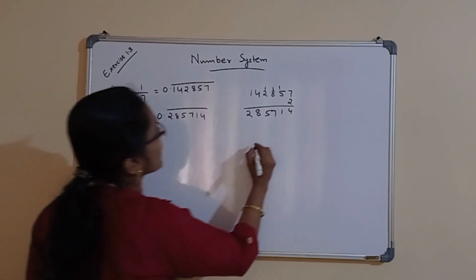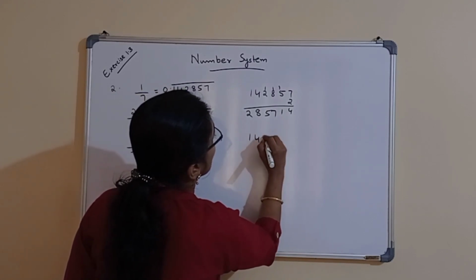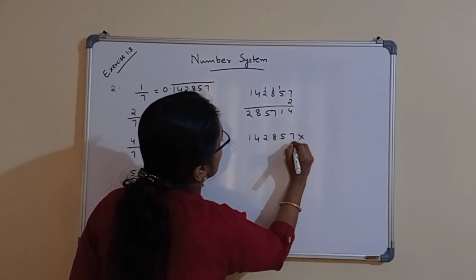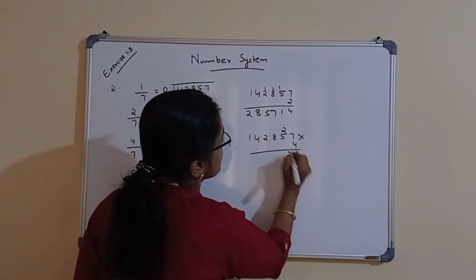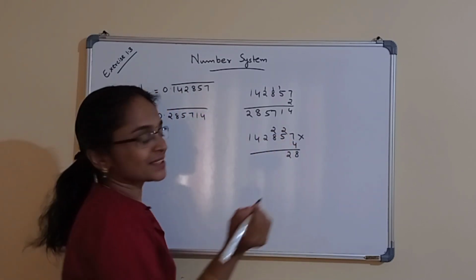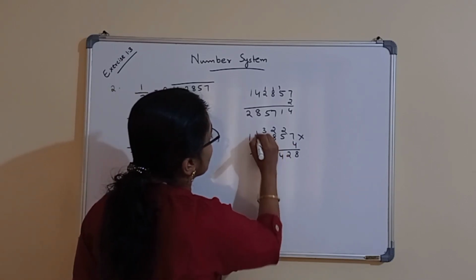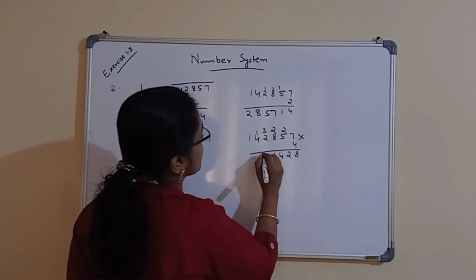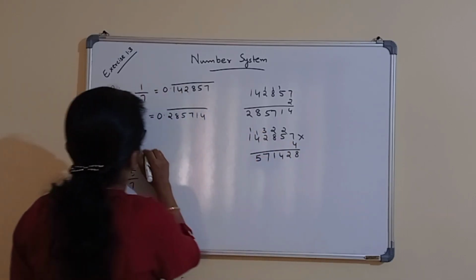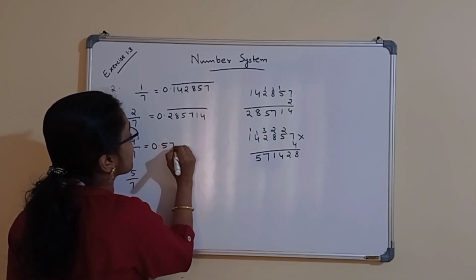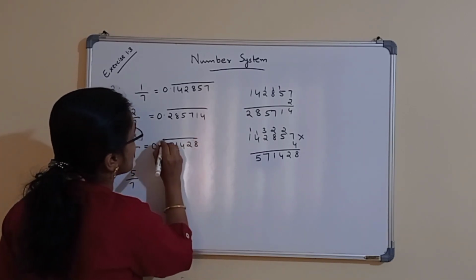Okay, now 4 by 7. So multiply this by 4. So we'll get 142857 into 4. 7 fours are 28. 5 fours are 20, 20 plus 2 is 22. 4 eights are 32, 32 plus 2 is 34. 2 fours are 8, 8 plus 3 is 11. 4 fours are 16, 16 plus 1 is 17. And 1 into 4 is 4, 4 plus 1 is 5. So we'll get this as 0.571428 and this will repeat. All these numbers will repeat.